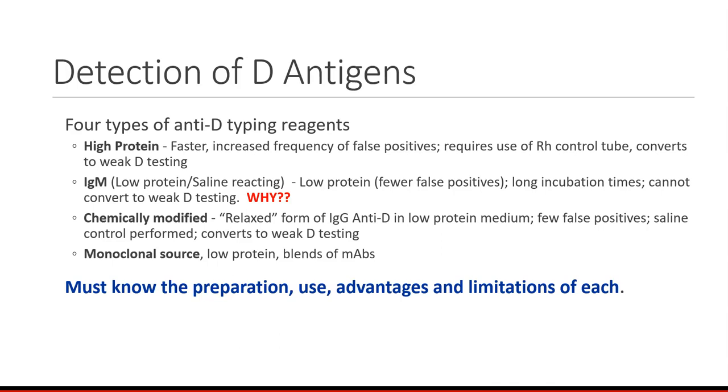Chemically modified is a relaxed form of IgG anti-D in a low protein medium. There are few false positives. A saline control can be performed, and it easily converts to weak D testing. And then monoclonal source, these are low protein blends of monoclonal antibodies. You need to know the preparation, the use, the advantages and limitations of each.